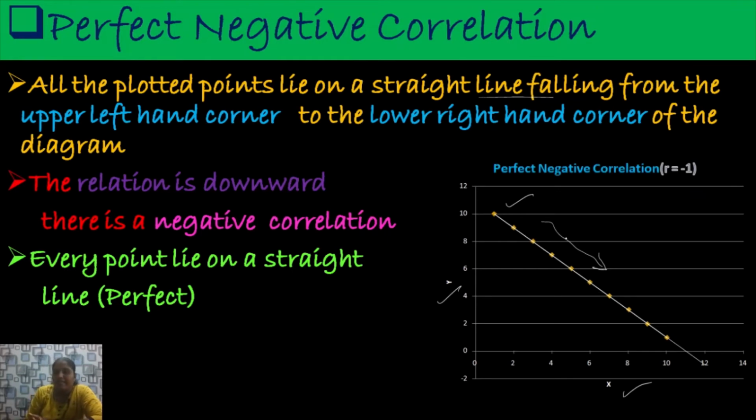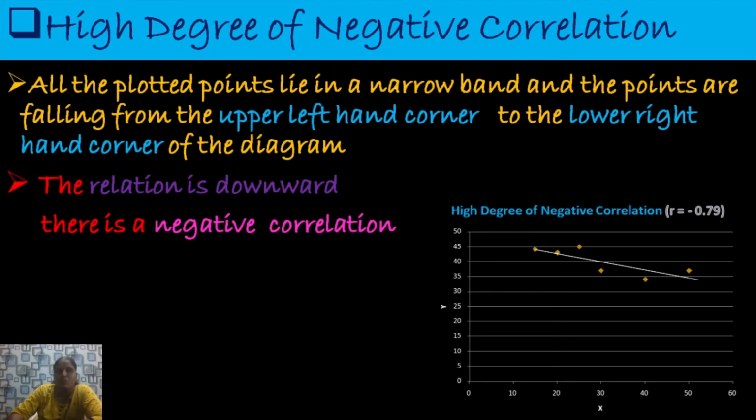And negative in the sense that there is a downward movement. If there is a downward movement, which shows that there is a negative correlation between the two variables. So, if all the points lie in the straight line and there is a downward movement, there exists a perfect negative correlation between the two variables x and y. Next, we move on to high degree of negative correlation.